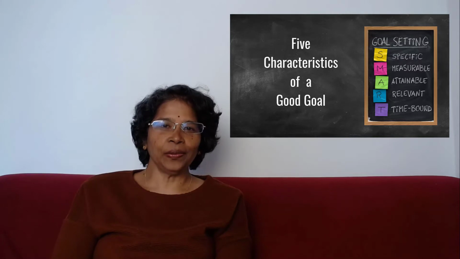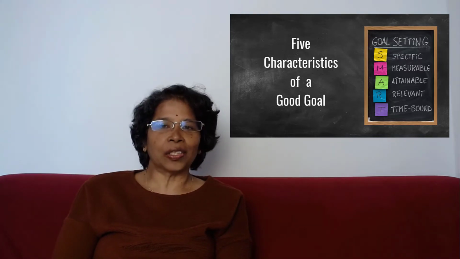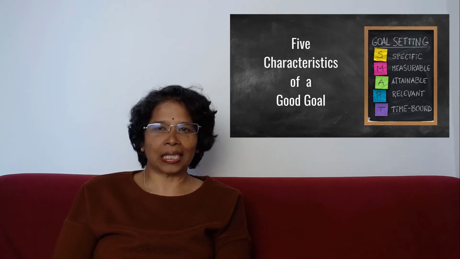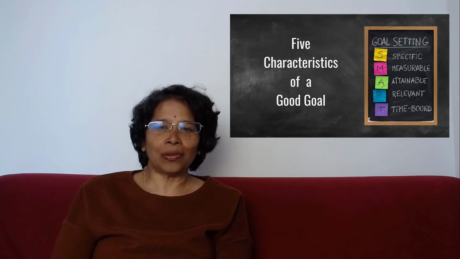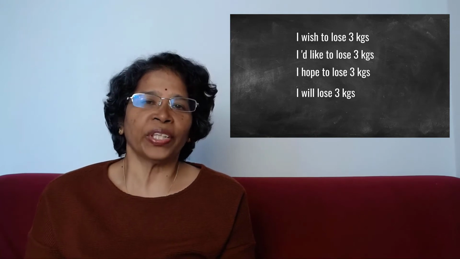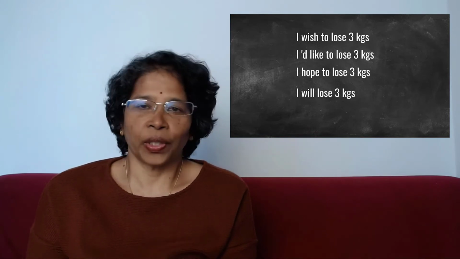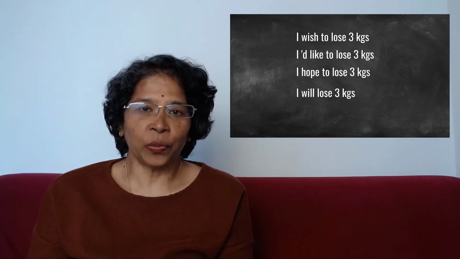As you already know, a good goal has 5 characteristics. A good goal is a SMART goal. It is specific, measurable, attainable, relevant, and bound to a time frame. Here are some examples of a goal within the area of physical health. We all know that in order to be physically healthy, we should maintain a healthy body weight.